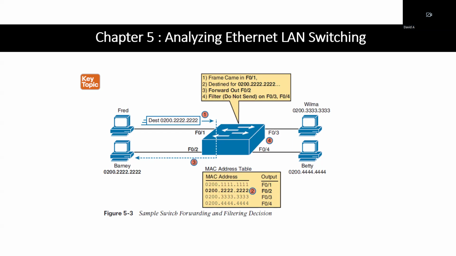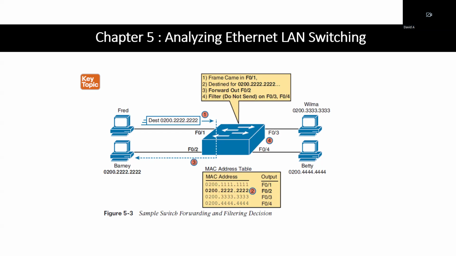If we go to step two in this list, I see this frame is destined for 2.2.2.2. In my MAC address table, that location is known. It's right off of FastEthernet 0/2. So now I can forward that. I'm going to forward that out of FastEthernet 0/2.